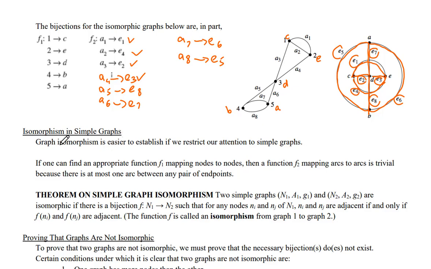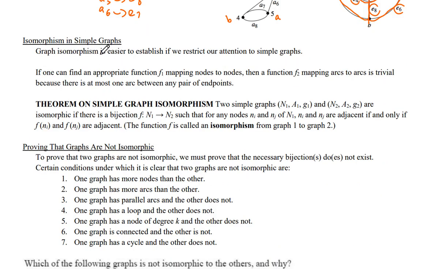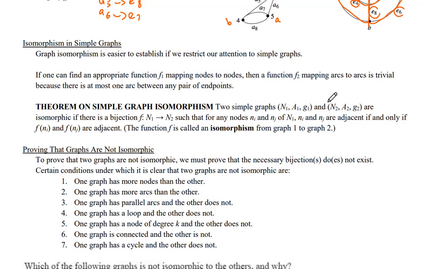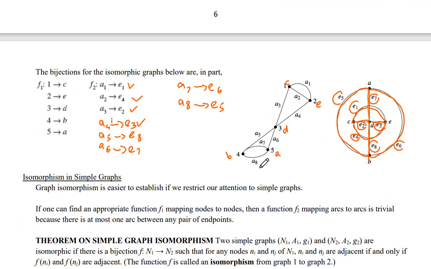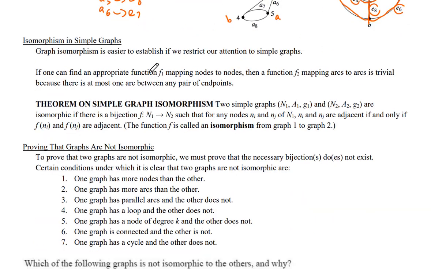Isomorphism in a simple graph. The previous example was not a simple graph. Graph isomorphism is easier to establish if we restrict our attention to simple graphs. As I mentioned earlier, there is more than one mapping because of the parallel arcs. But if we restrict ourselves to simple graphs, then it is a lot easier. Finding an appropriate function f1 mapping nodes to nodes and f2 mapping arcs to arcs is trivial, because there is at most one arc between any pair of endpoints, so there is no ambiguity there.